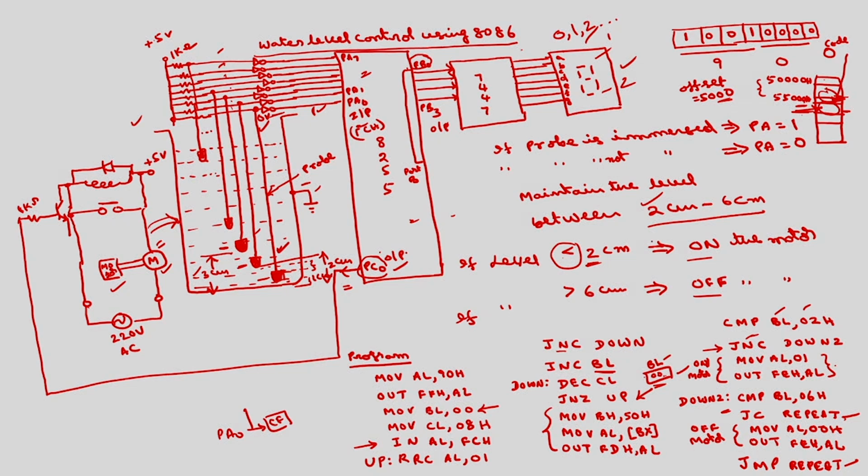Okay. If it is maintained between 2 centimeters and 6 centimeters, nothing is to be done. You have to go on monitoring in the program. If it is less than 2 or greater than 6, you have to turn the motors on and off. Okay. And where should this repeat be now? Repeat will be here.